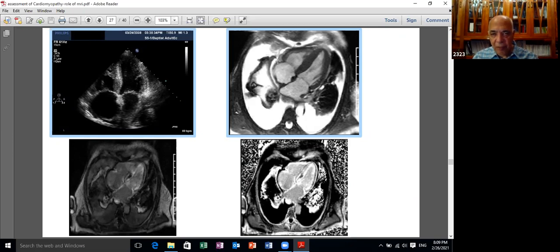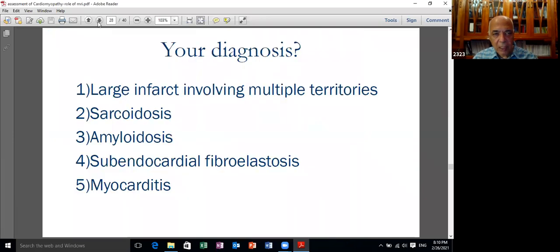So this is the apical 4-chamber view. But if you look into the lower picture here, you will find a delayed gadolinium enhancement occurring all through the myocardium. So what's that? If you even look into this picture, it's even more clear all through the myocardium. Sometimes it involves the right ventricle as well. So the question is, I will come to the picture again. What is that? Is that a large infarct involving multiple coronary territories? Is it sarcoidosis? Is it amyloidosis? Is it subendocardial fibroelastosis, or is it myocarditis?